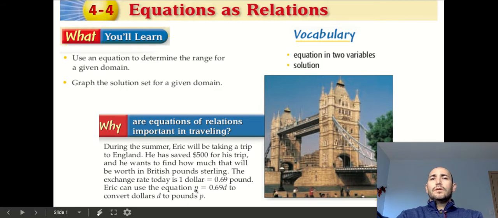Eric can use the equation P equals 0.69 times D to convert dollars D to pounds P. So if I take the number of dollars, multiply it by 0.69, that will give me how many pounds that's worth.